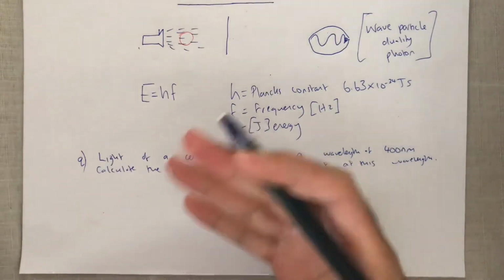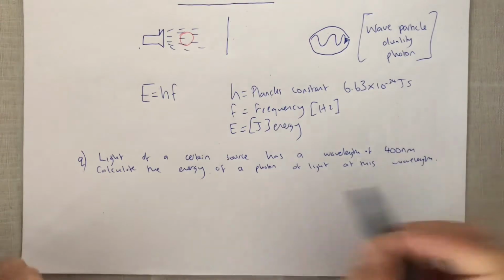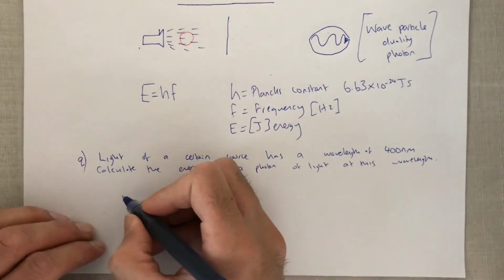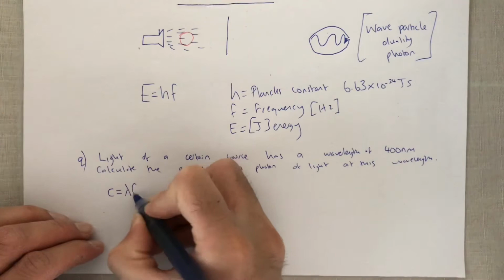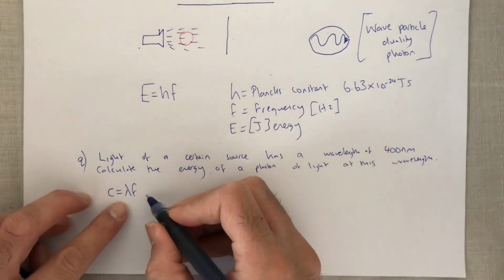Right, so we've got a question at the moment. Light of a certain source has a wavelength of 400 nanometers. Calculate the energy of a photon of light at this wavelength. What we do is use the wave speed equation to begin with. We know that the wave speed c is equal to lambda f, where c is 3 times 10 to the 8 meters per second.